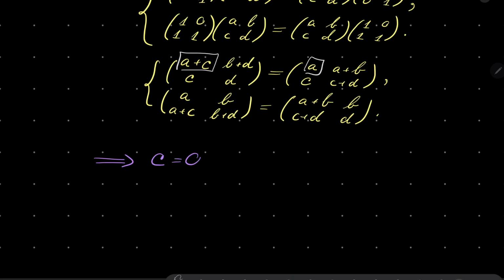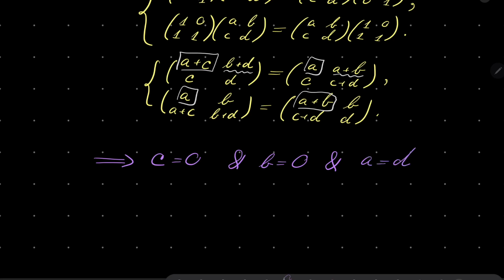What else? Let's take a look. Here we have A, here we have A plus B. So B must be 0 as well. And what else? Let's take a look. Well, for example, here we have B plus D, here we have A plus B. So for this to be true, A must be equal D.